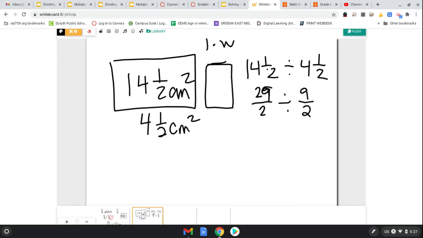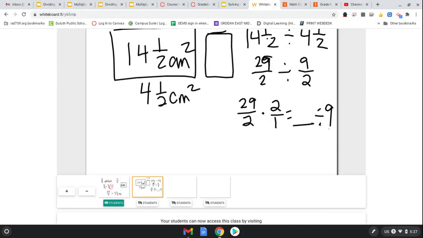And we know that we can divide fractions by multiplying by the denominator and dividing by the numerator. So we can take 29 halves times my denominator, which is 2. I'm going to put it over 1. And whatever I get there, I'm going to divide by my numerator, which was 9. So 29 halves times 2 over 1 is 58 halves. 29 times 2 is 58. 2 times 1 is 2. And I'm going to divide that by 9.